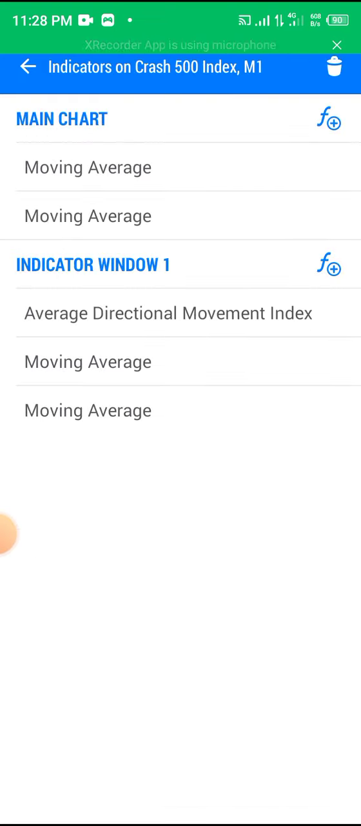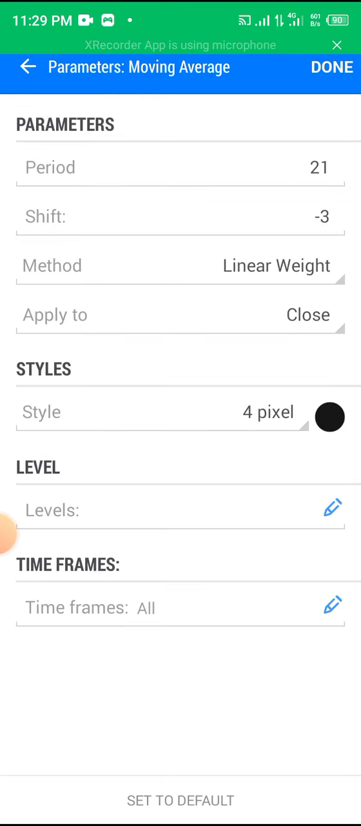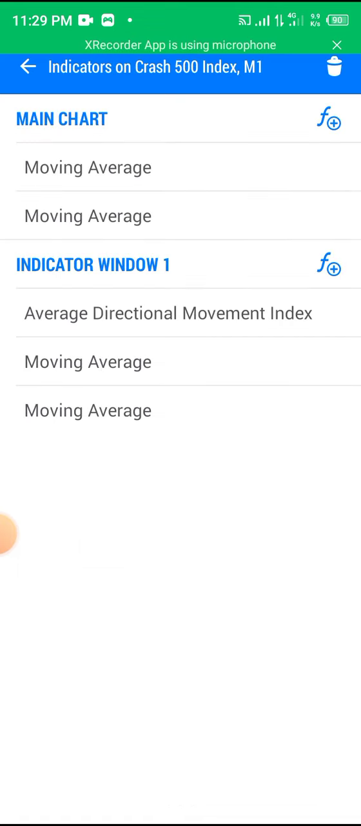After that, you click on done, and the second moving average, still on the main chart, will have the period 21, shift -3. Please take note of the -3. Method is linear weighted, apply to close. Style is 4 pixel. I'm using black. After that, you click on done.